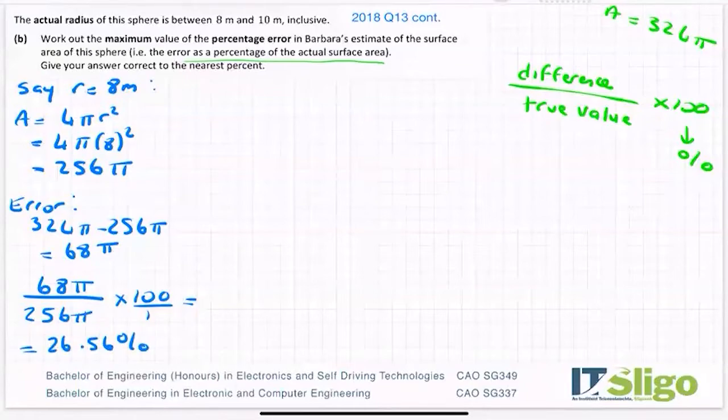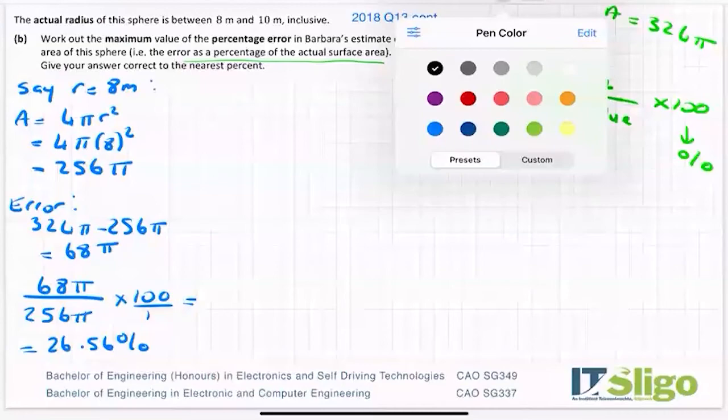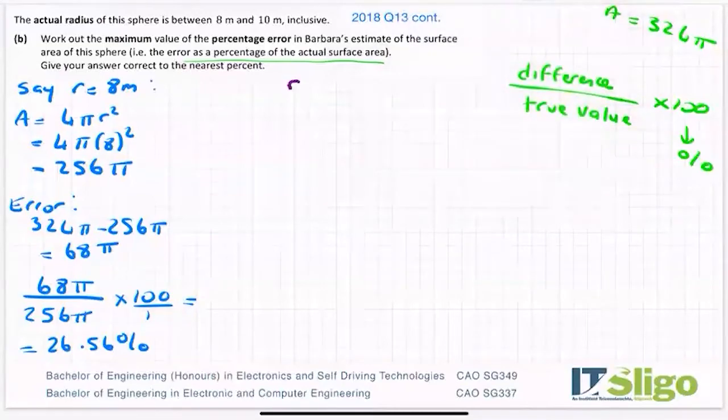Okay, and you can see that if the radius is bigger, so we'll say it's 8.1 or 8.2, then I'm going to be closer to Barbara's estimate of 9. So therefore my percentage error is going to be less. So this is the worst case on the minimum side. Okay, I'm not done yet because it could also be higher, and the very highest it can be is 10.